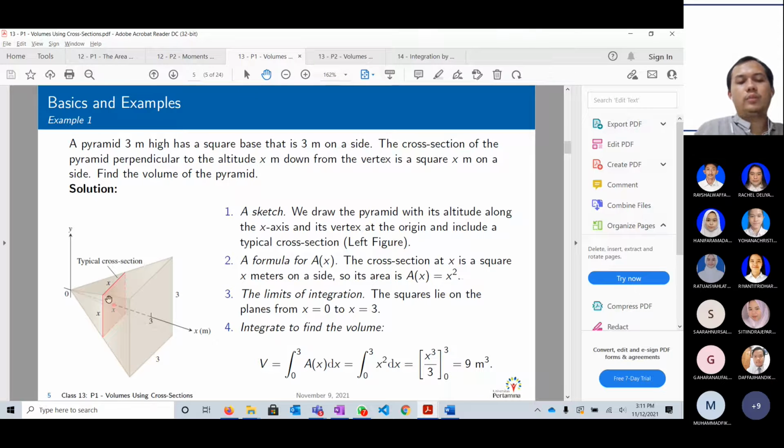Then what is the volume of the pyramid? It's basically the integral from 0 to 3 of the area, which is x squared, the integral from 0 to 3 of x squared dx, which is 9 meters cubed. Any question?